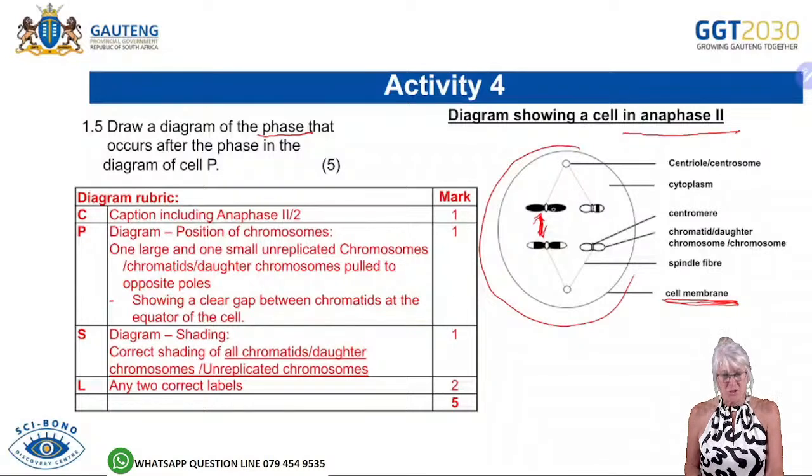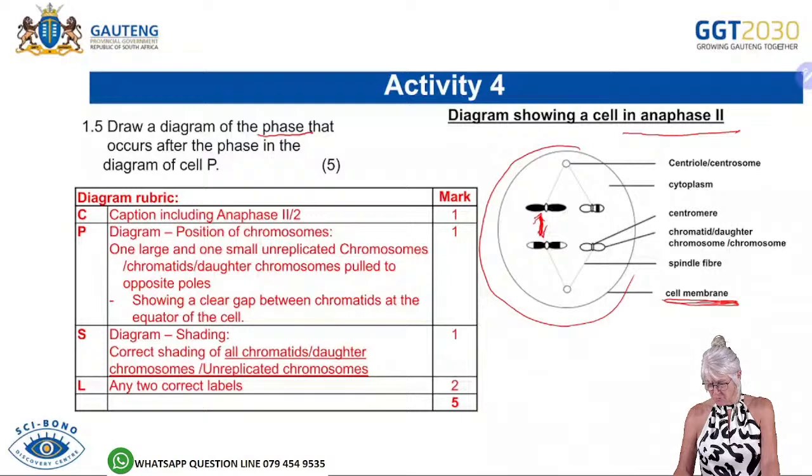And then the correct shading. And that's why I say observation skills are very important when you do this section, because they like to color in and put in a little stripe or the crossing over where it's happened. So you need to color it in exactly the same. You need to shade exactly the same, and then you get a mark. And then any 2 correct labels. So here they've given us quite a few. There are quite a few labels that we can add to the diagram. You only need to get 2 correct.